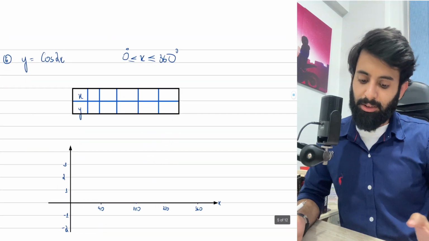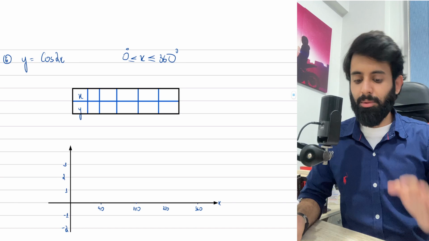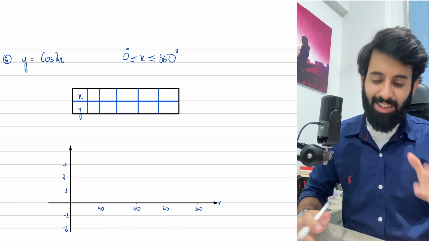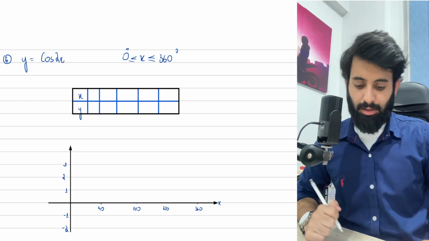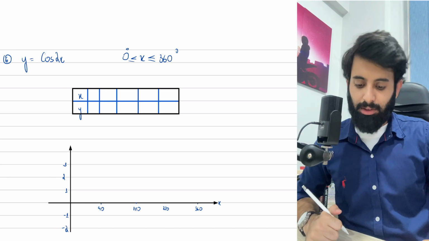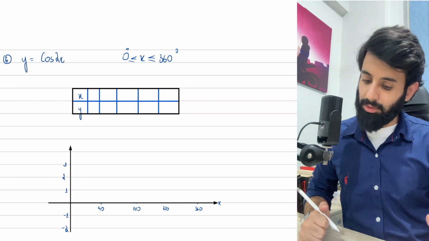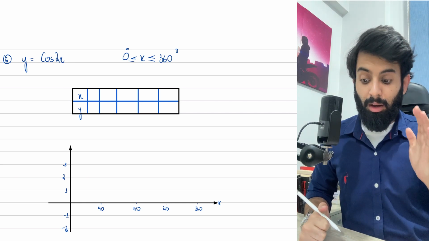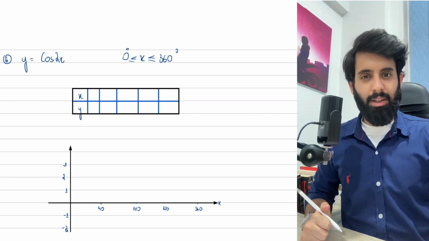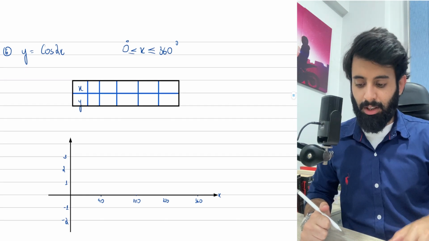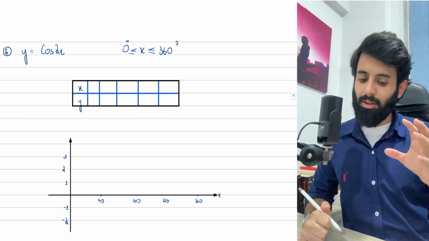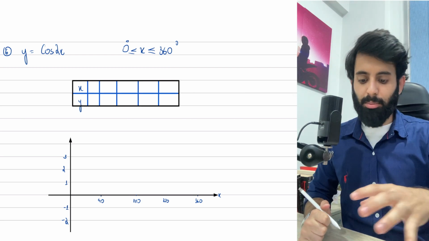Now in this question, things are about to get slightly more complicated, only slightly. Let me just write this nicely. So you have y equals cos 2x, and you're going to sketch this from 0 to 360 degrees. But the thing is, we haven't really done any example where you have cos 2x. So when this happens, you've got to make some small changes to the way that you plug in values.